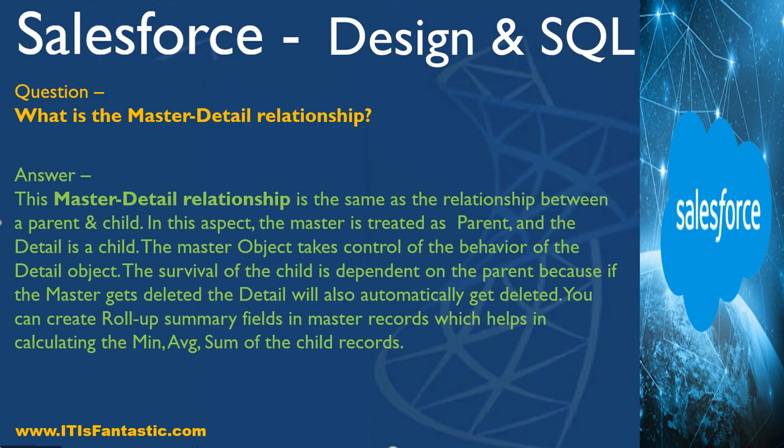What is the master-detail relationship? A master-detail relationship is the same as the relationship between a parent and child. In this aspect, the master is treated as a parent and the detail as the child. The master object takes control of the behavior of the detail object.